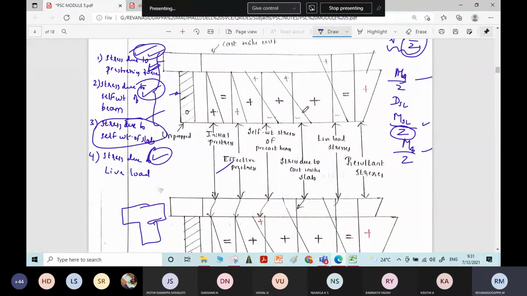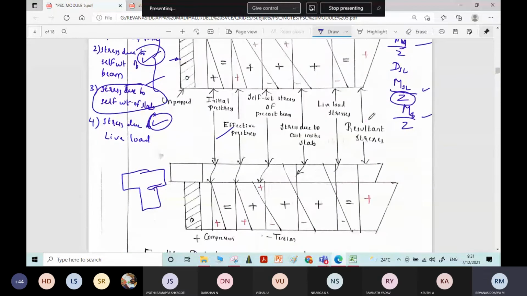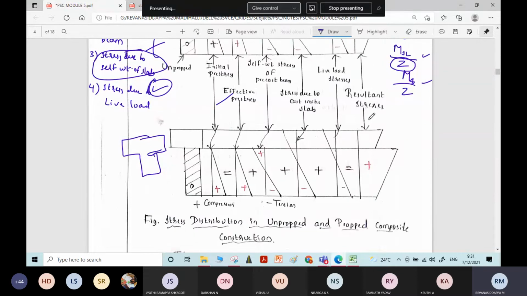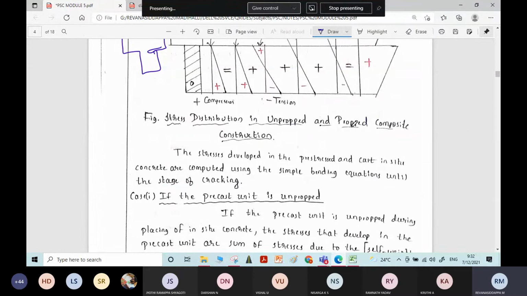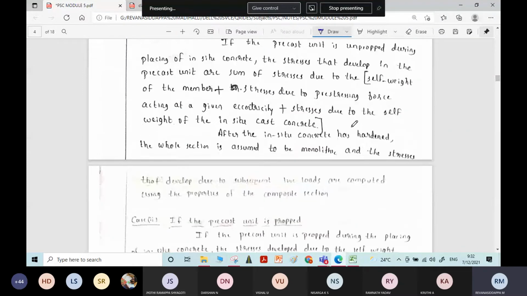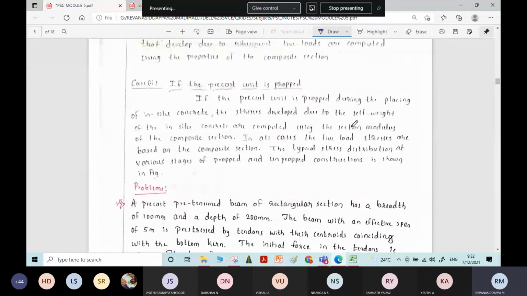And you are all aware of these stress distribution diagrams from the first model. I am not going to discuss it once again. This is the final stress distribution after combining all these stresses. When I solve a problem, then you will understand this resultant stress distribution in a clear way. I think you got some idea on analysis of stresses. Now we will solve a problem in detail, step by step, so that we can get full clarification.